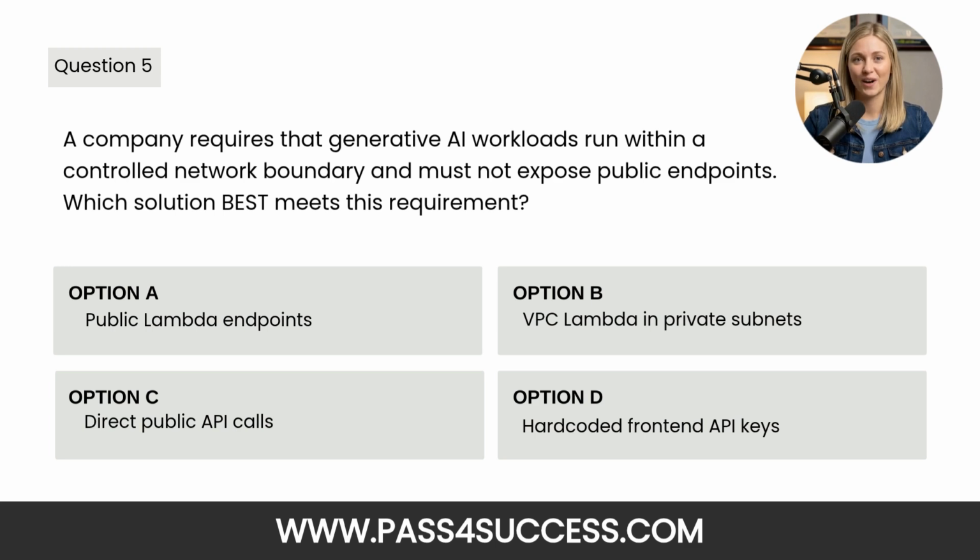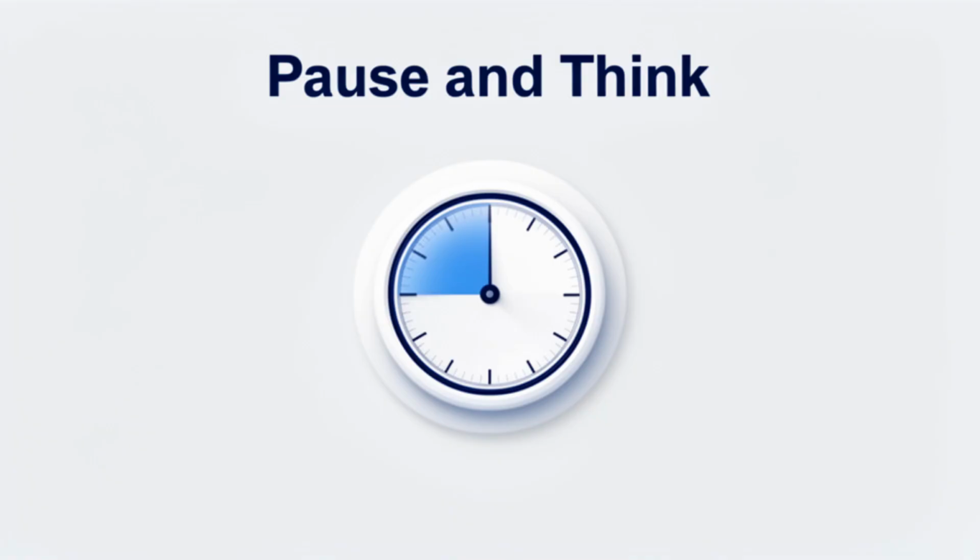Question 5. A company requires that generative AI workloads run within a controlled network boundary and must not expose public endpoints. Which solution best meets this requirement? A. Public Lambda endpoints. B. VPC Lambda in private subnets. C. Direct public API calls. D. Hard-coded front-end API keys. Take a few seconds to think.